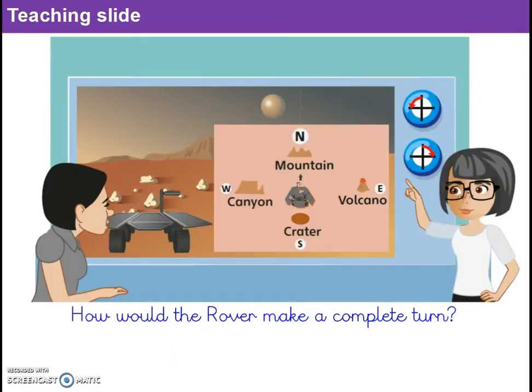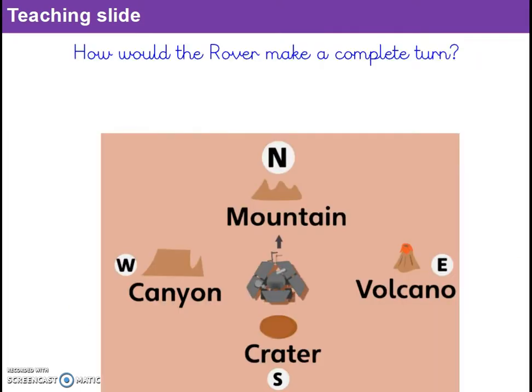So let's move on to question 1b. How would the rover make a complete turn? So we're looking at a mountain, and this time what we've got to think about is, what is a complete turn? Well, if I turn round a full turn, then it means I'm going to be pointing in exactly the same direction at the end. So I'm going to turn a full circle in this case.